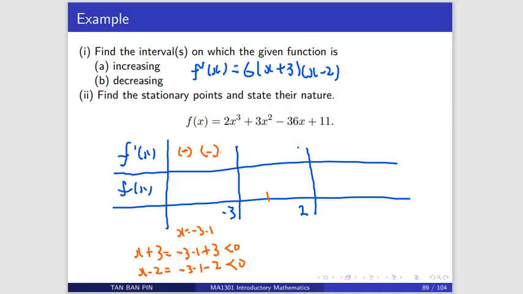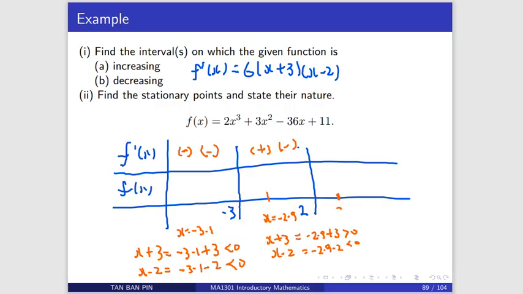And for this interval, you can choose x to be minus 2.9. You must choose a number between minus 3 and 2. So you have x plus 3. It will be minus 2.9 plus 3. So it's positive. So first factor positive. Second factor, you have x minus 2. So it's minus 2.9 minus 2. So it's negative. So second factor is negative.